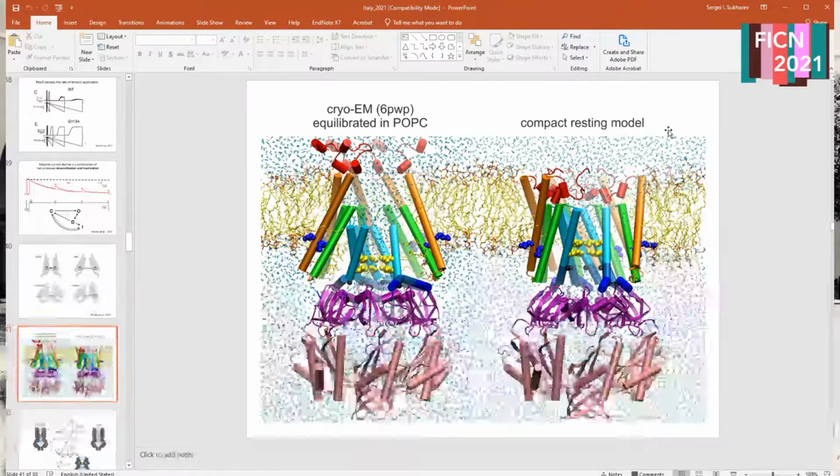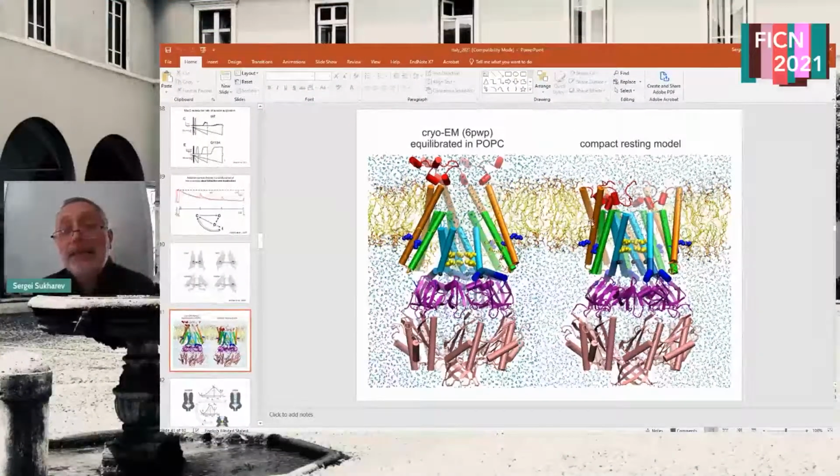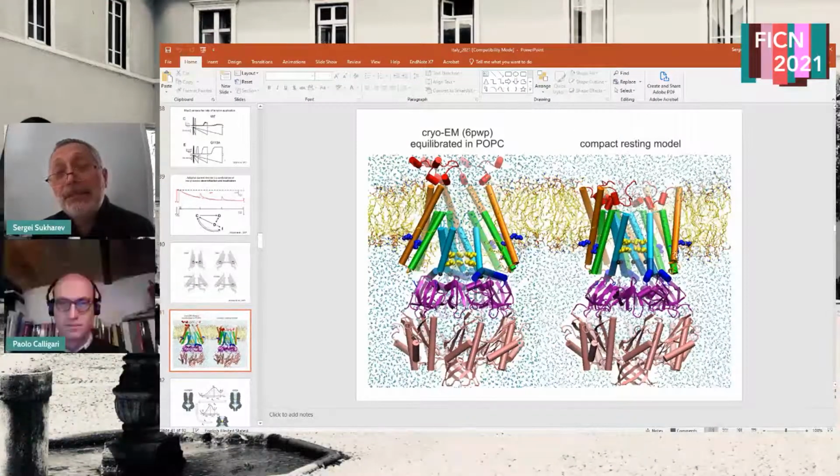So here is the compact resting model that we think of, and what we see here is that the TM3s rose up a couple of helical turns. The kink is in a different place now, and the peripheral helices are tightly arranged around the TM3s so that the contact is restored and the tension acting on the peripheral helices will be transmitted to the gate.